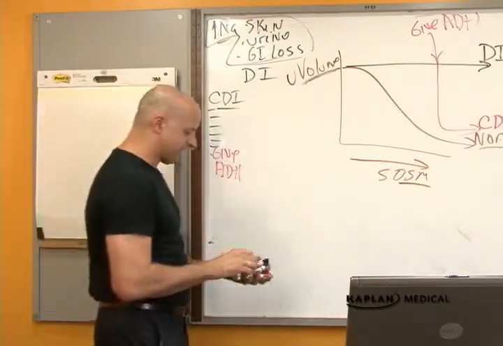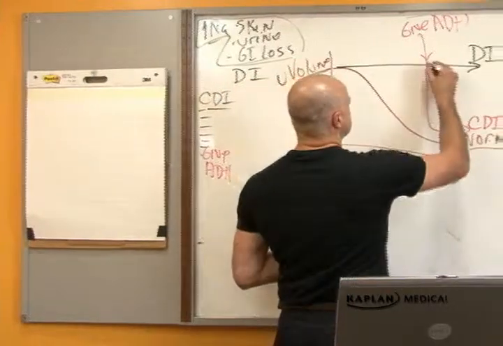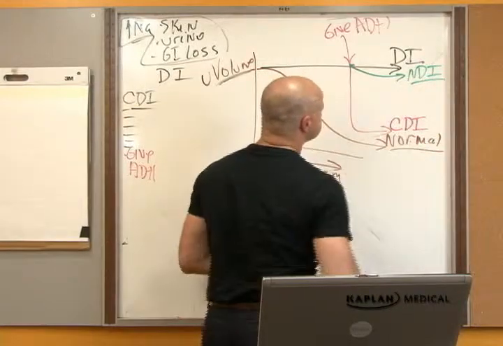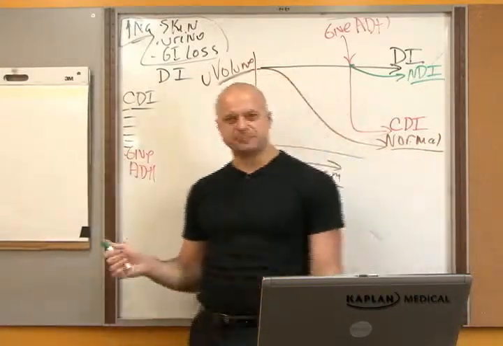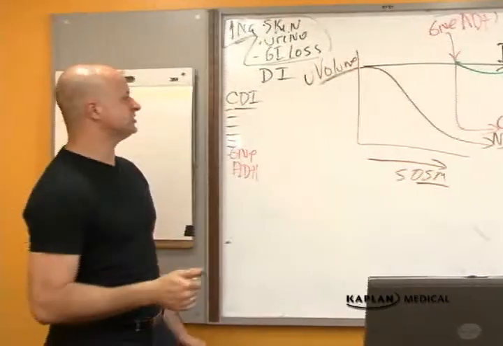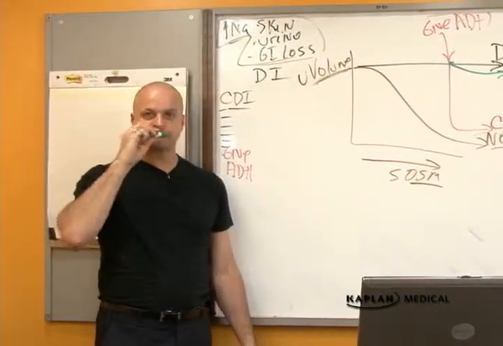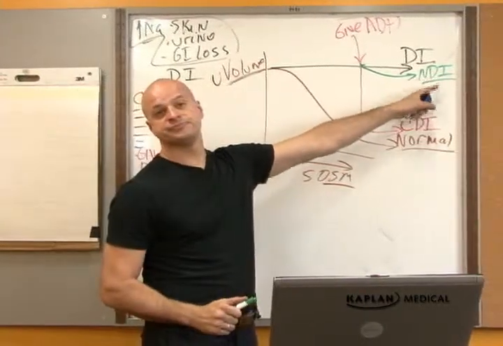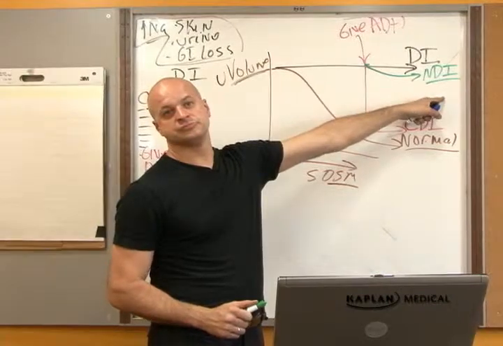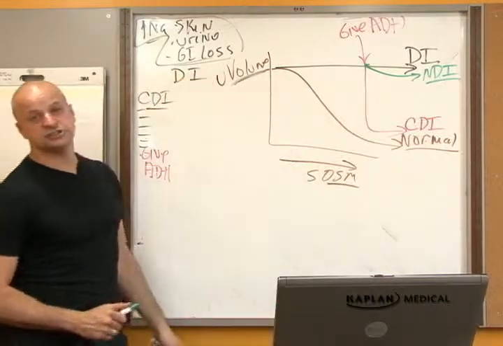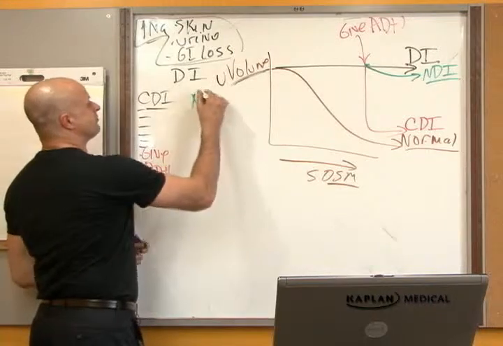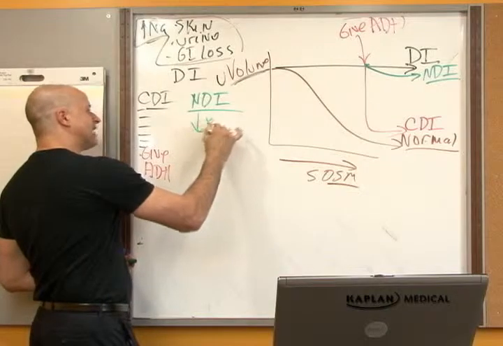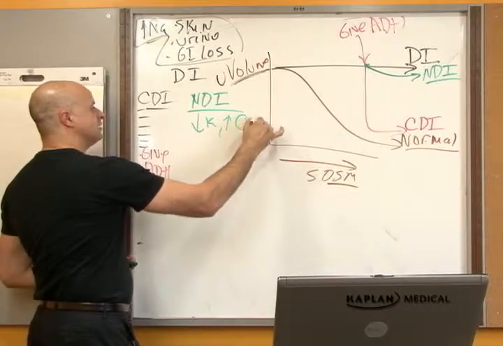Now, nephrogenic diabetes insipidus: the whole point is you give them antidiuretic hormone, and in nephrogenic diabetes insipidus the urine volume does not change. Nephrogenic diabetes insipidus is a tough thing. The main thing is that hypokalemia and hypercalcemia cause it.